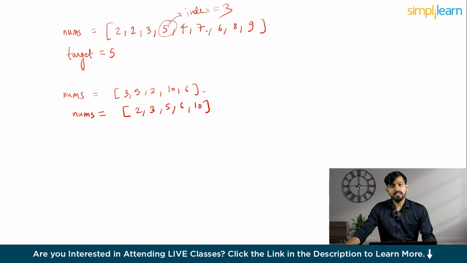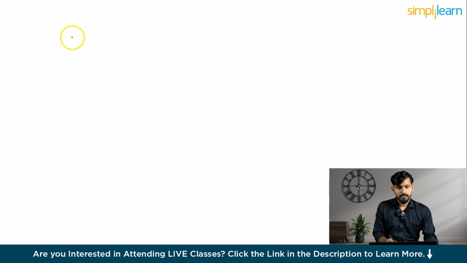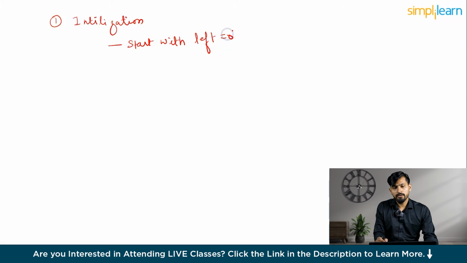So for example, we are going to search for the element 10 in the array nums, and then we are going to apply the modified binary search approach. So what's the algorithm for the same? Step 1 would be initialization, in which we are going to start with left equals 0 and right equals length of the array minus 1. Then we are going to do the binary search with the adjustments.